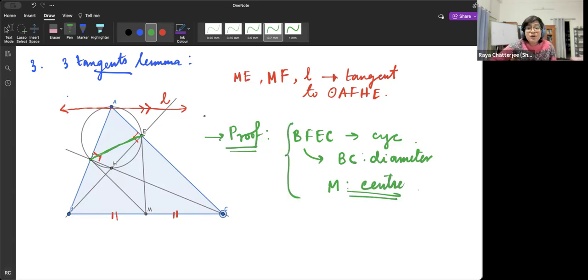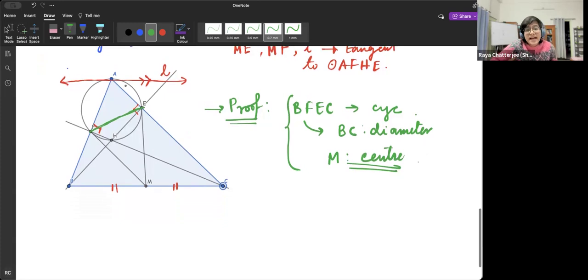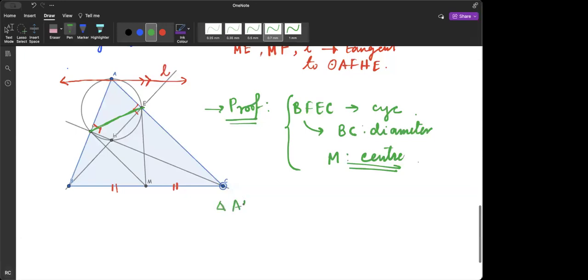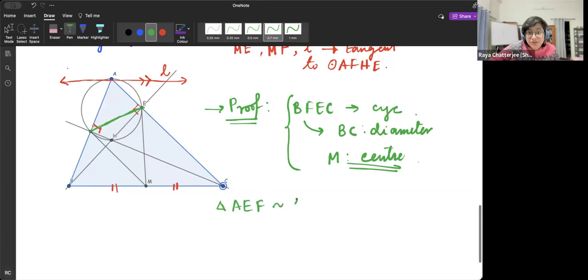But before that, the first thing I'm going to do is prove that L is tangent to this circle. So for that, I want to establish a similarity. I'm claiming that triangle AEF is similar to triangle ABC. And this is not hard to see because BFEC is cyclic. Therefore, by exterior angle theorem, this angle is angle B, and in a different color, this angle is angle C. So due to AAA, this holds.